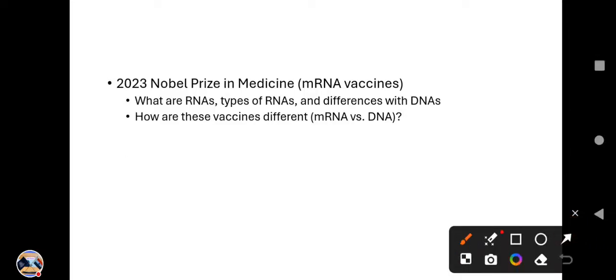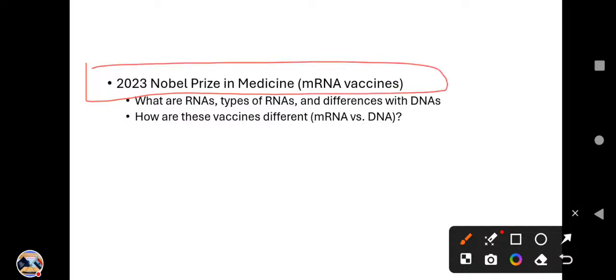Next, we can discuss the 2023 Nobel Prize in medicine and chemistry, or physics. The 2023 Nobel Prize in Physiology or Medicine was awarded to Katalin Karikó and Drew Weissman for their research enabling the development of the mRNA vaccine. So we will learn what an mRNA vaccine is and the difference between mRNA and DNA.